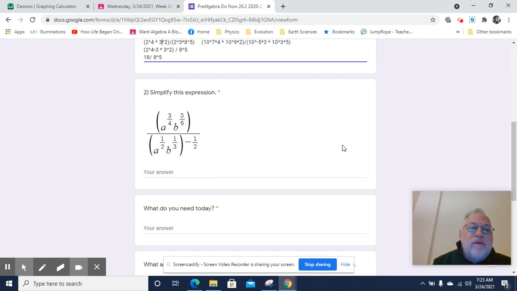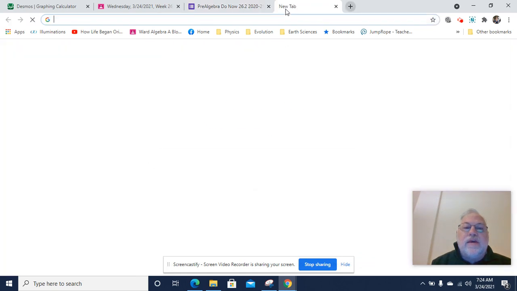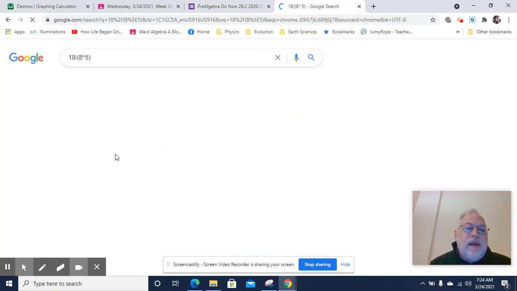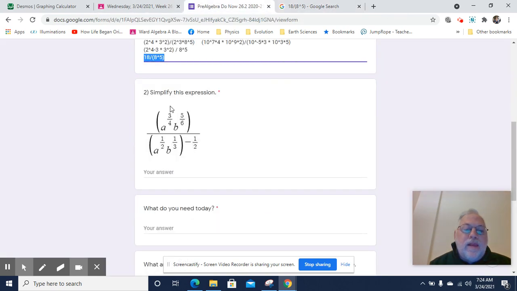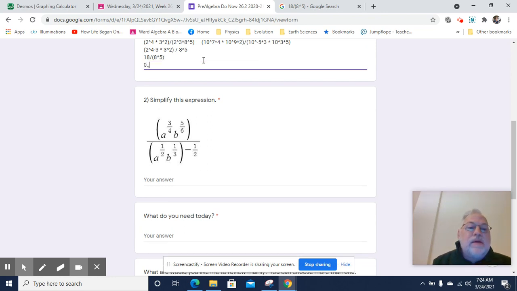And at this point, I'm going to make use of calculators. I'll put that in parentheses just to make sure that's clear. So it's 18 over 8 to the 5th. I predict this is going to be a pretty tiny decimal. And indeed it is, 0.000549. Actually, I'm going to round it at the 4, so it's going to be 0.00055. You may choose to round it at a different place. Okay, so that's 0.00055 rounded.